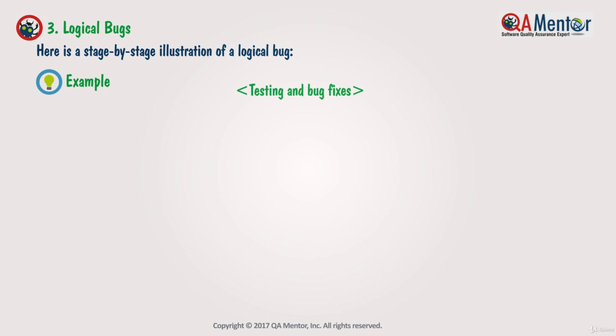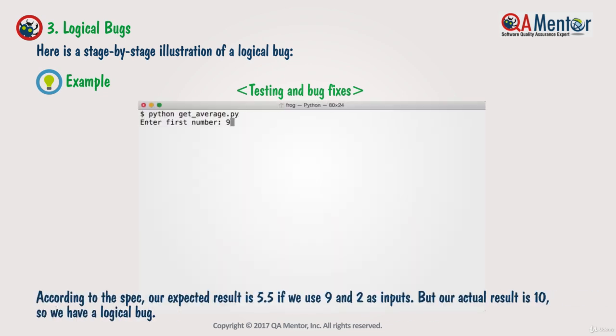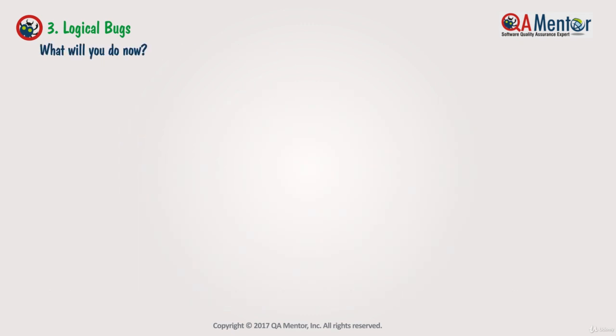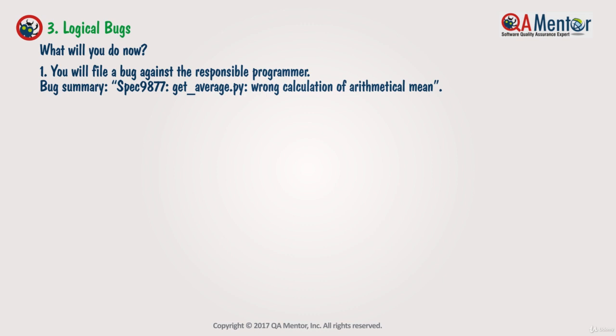Testing and bug fixes. Let's test it now. According to the spec, our expected result is 5.5 if we use 9 and 2 as inputs, but our actual result is 10, so we have a logical bug. What will you do now? 1. You will file a bug against the responsible programmer. Bug summary, spec 9877 get_average.py, wrong calculation of arithmetical mean.